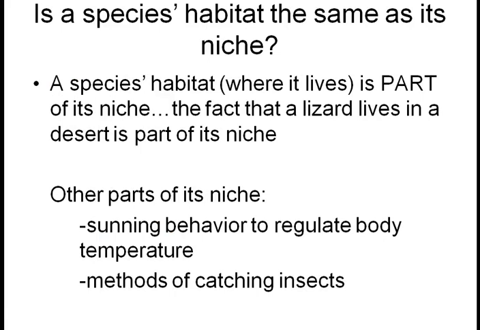And so we tend to get confused a little bit. Is the species' habitat the same as its niche? Well, a species' habitat is where it lives, as part of it. Just because you happen to be there doesn't mean that that's your entire niche. The fact that a lizard lives in a desert is part of its niche, but we also have to take into consideration everything it does in that area, like the way it's sunning and the methods of catching insects. If you're talking about humans, it's like, what do you do here? What's your actual behavior and purpose? Those also come into play with the niche. So it's not just the habitat, but also what you are doing in this habitat.